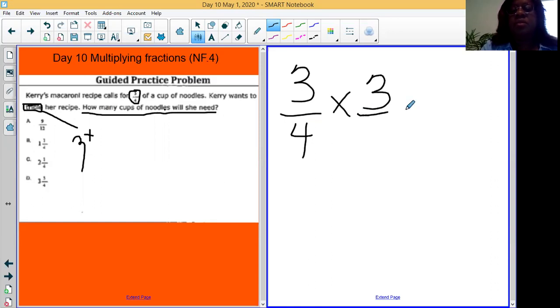I also need to know that I put a 1 under there when I have a whole number. So 3/1 is the same thing as 3 wholes. But when I'm multiplying fractions, I have to remember to put that 1 there because when I multiply fractions, I multiply numerator times numerator and denominator times denominator. So I'll pause right there and let you catch up.